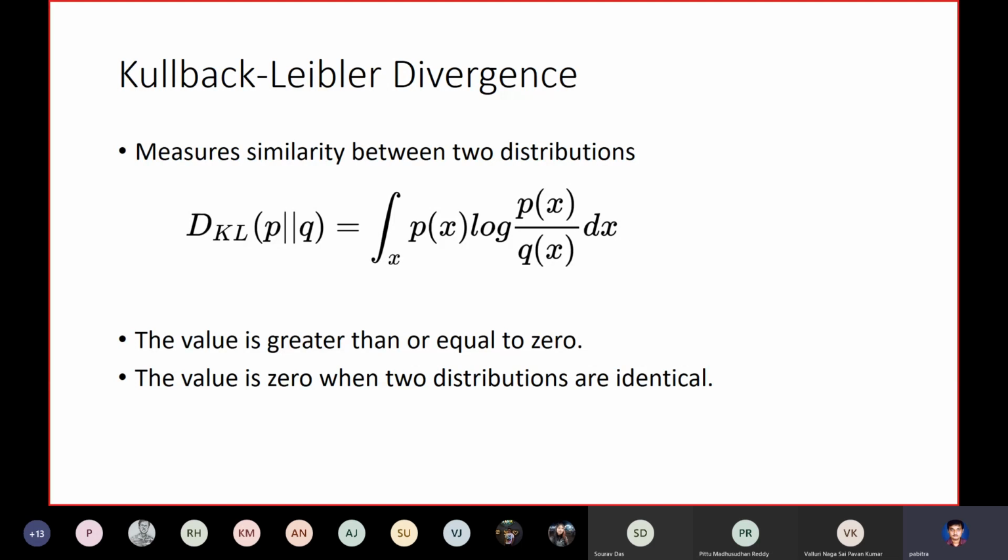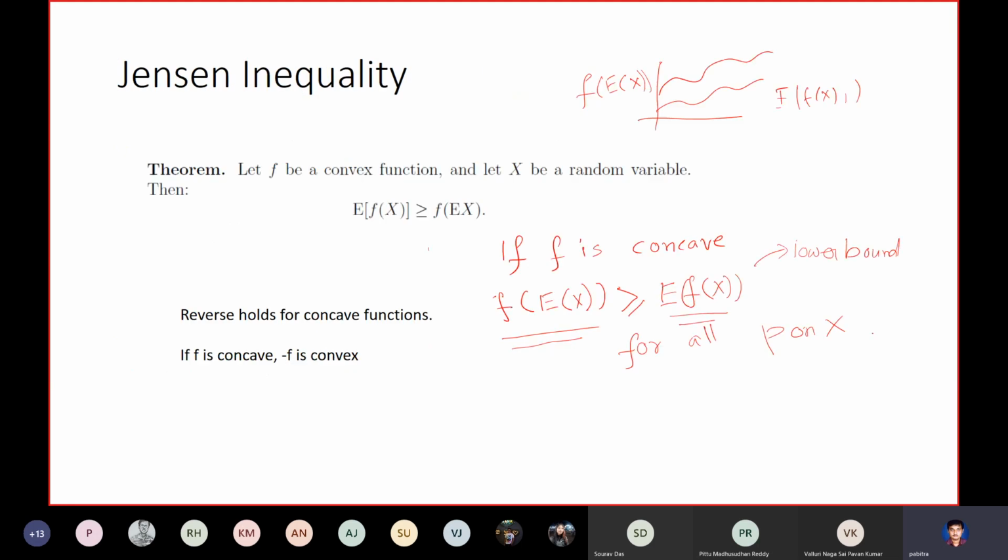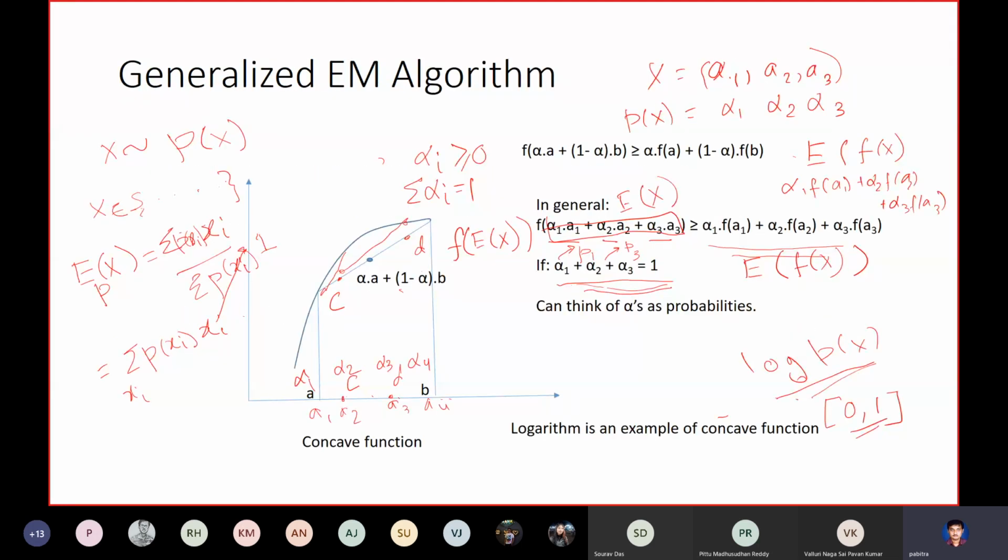Now let us come to the second tool that we will need. Note that even though I have shown it for a summation, if x is continuous, I can change the summation to integration. So the expectation E[f(x)], if x is continuous, can also be the integral of f(x) p(x) dx, with x varying over the domain. So this can become an integration also.